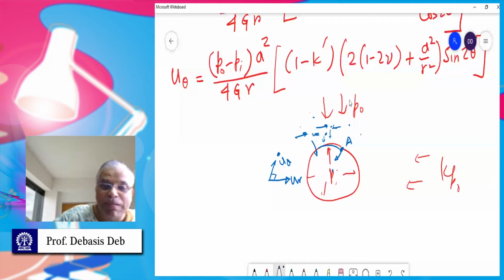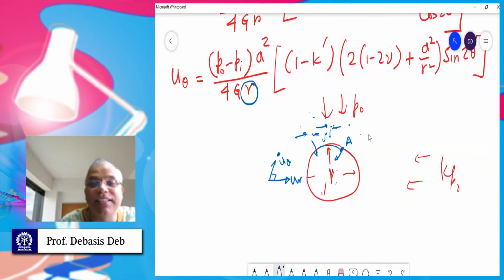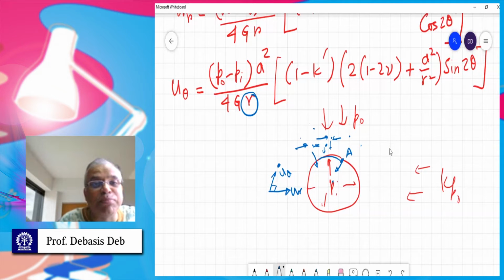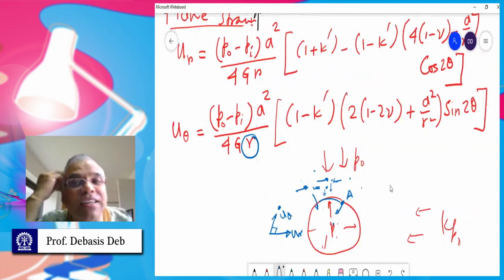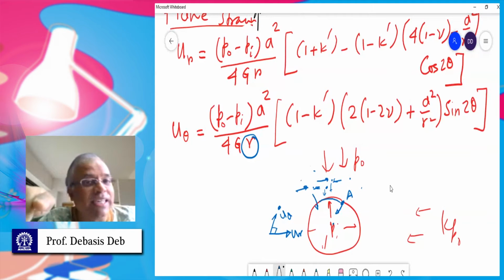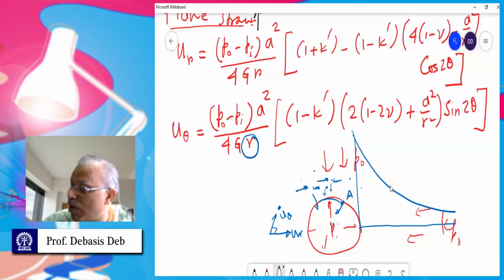So if it is a plane strain condition, what is the equation that is given here? At each point, see, this is R dependent. If you can see, this is R dependent. Now I will come to that. So you see, this is a hyperbolic function with R. So very quickly, as you are moving away from the tunnel boundary, it will fall. This is the UR equation.